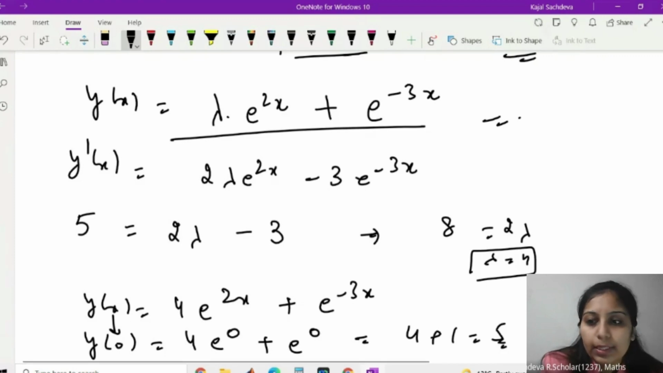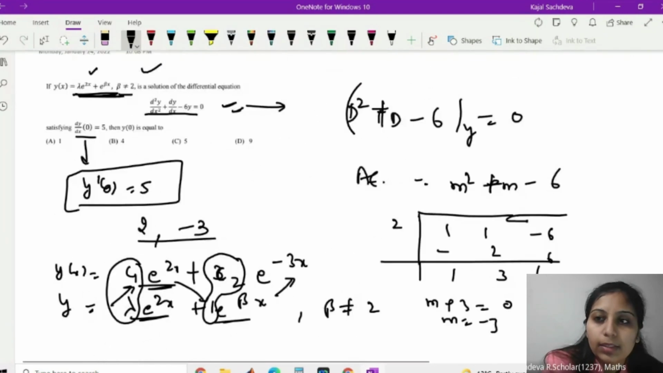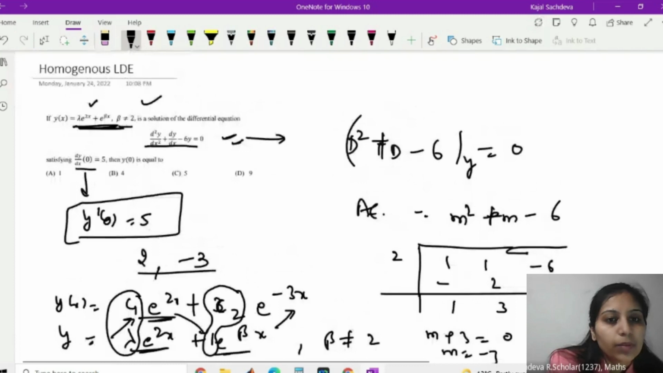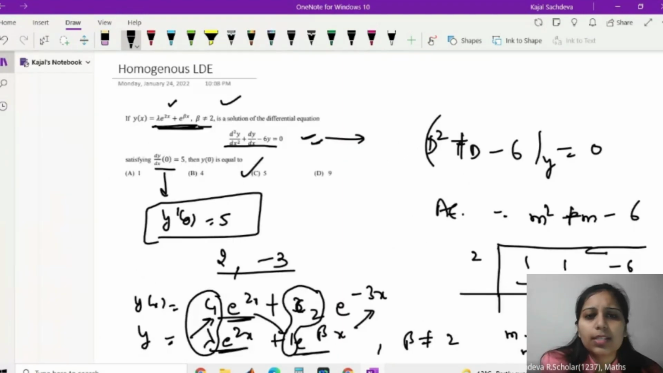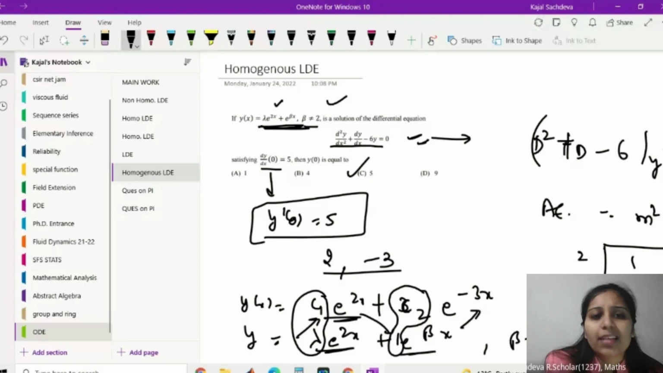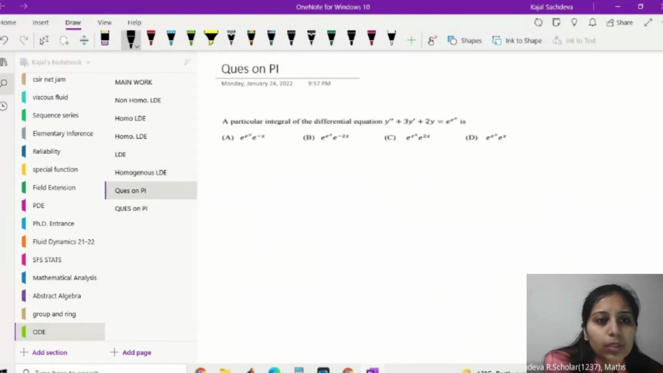So let's check our options. Yeah, we have option 5. So the correct answer is C, that is option number 5. This is an easy question, but here the comparison is important. Lambda and beta values should be known.